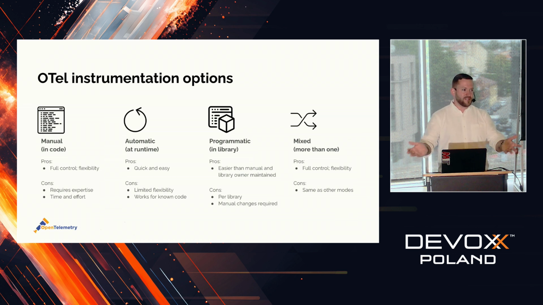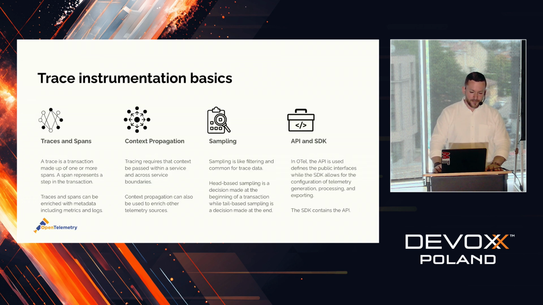Finally, you can mix these to some extent, right? You can use manual and automatic at the same time. You can use programmatic and manual at the same time. You can't really use programmatic and automatic. It doesn't actually make a lot of sense. But in general, you can mix and mingle these as you see fit. And there are good reasons to do it. I'll actually demonstrate it with the API and SDK in just a second. This gives you the most flexibility at the end of the day.